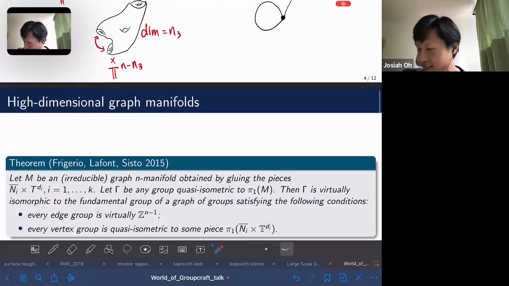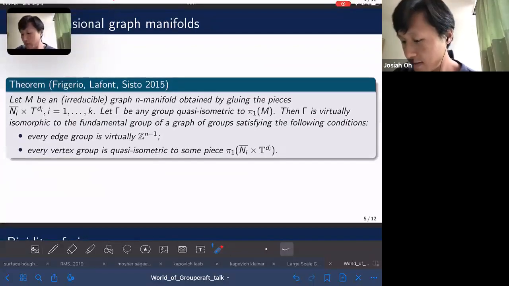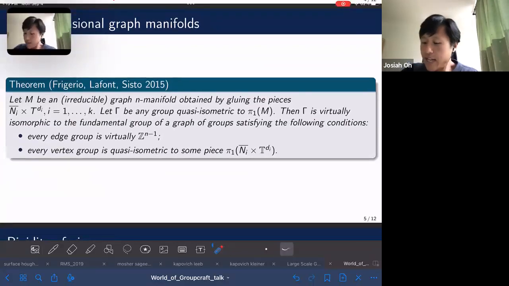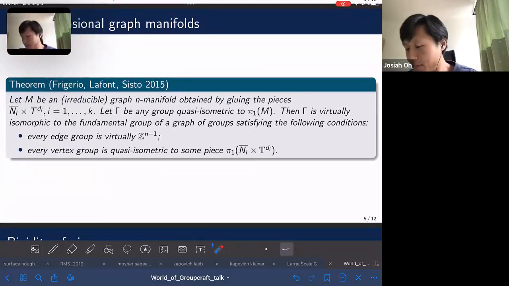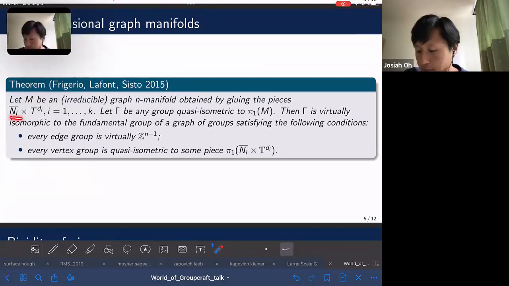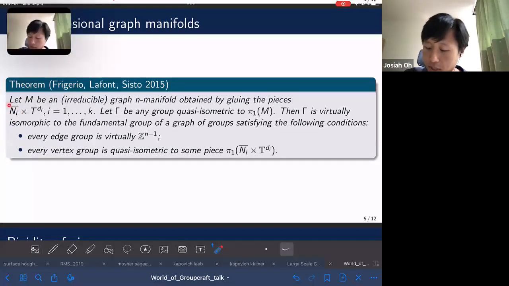So let me show you the theorem. Let M be, they impose an extra hypothesis, which I'm probably not going to have time to talk about, an irreducible graph manifold of dimension n obtained by gluing these pieces. Here N_i is going to be that finite volume non-compact manifold, and the bar is just indicating the compact thing you get after you truncate the cusp.